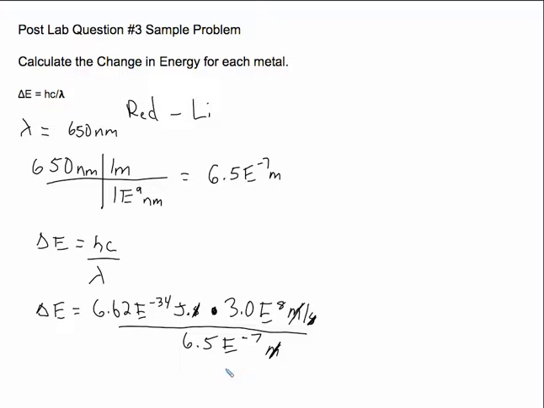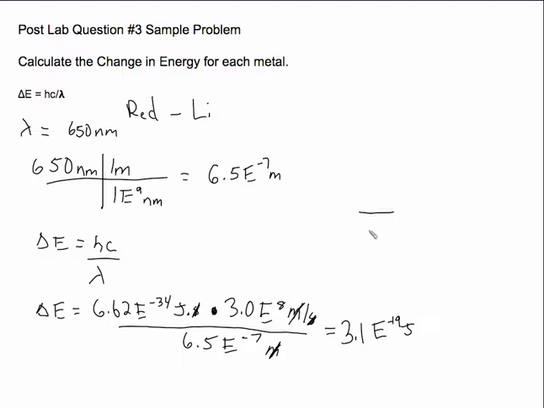So if I do the math here, taking Planck's constant 6.62 e to the negative 34 times 3 e to the 8th power, divided by 6.5 e to the negative 7th, I get around 3.1 e to the minus 19th. So the change in energy is equal to 3.1 e to the negative 19th joules.